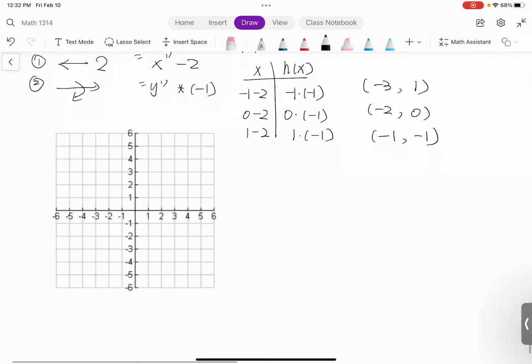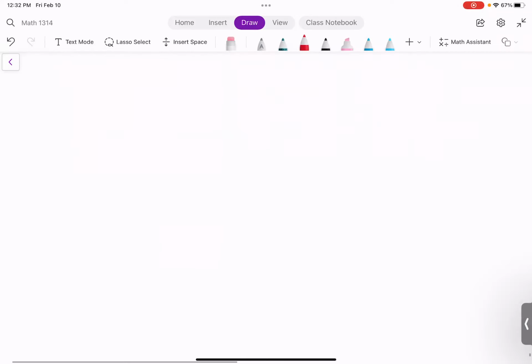Let's find all of the points. (-3, 1), (-2, 0), and (-1, -1). Okay, they must have the same shape. Okay, so this is the graph. Okay, let's see.